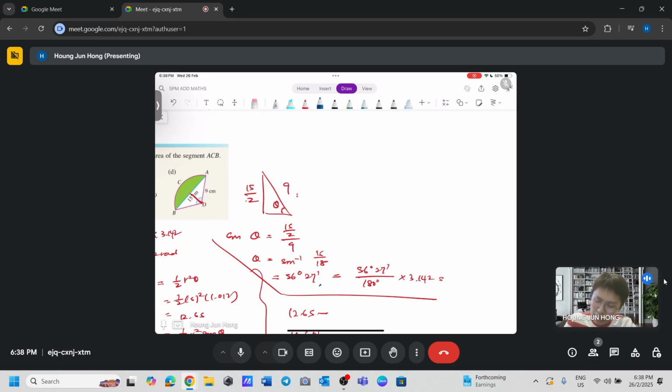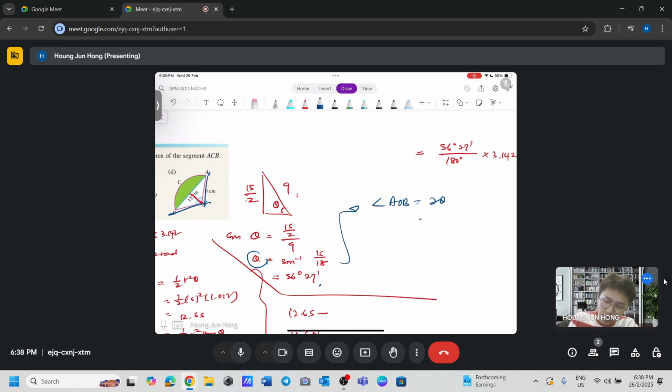this one is theta, right? Your actual angle, let me move it away first. Your actual angle is actually going to be AOB, which is 2 theta, which is 2 times 56 degrees 27 minutes. Okay, so which will then be 112 degrees 54 minutes. Okay, then what do you do next?